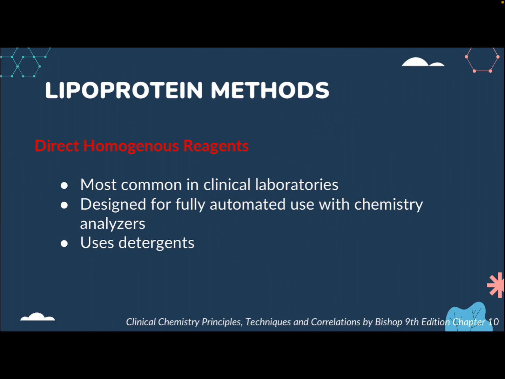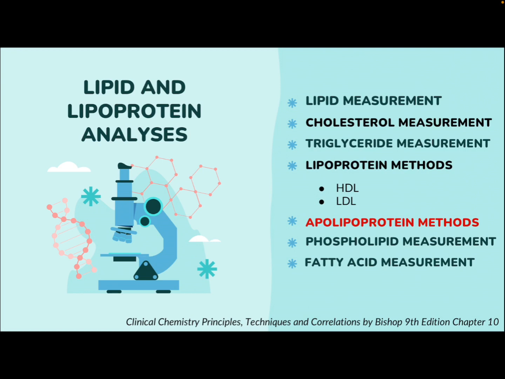Most common in clinical laboratories are the direct homogeneous reagents. They are designed for fully automated use with chemistry analyzers using combinations of detergents. Next, we have apolipoprotein methods.